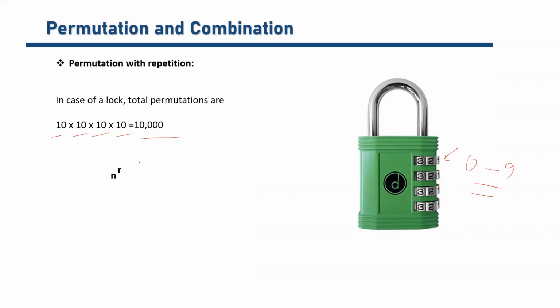So the formula for permutation is going to be n to the power r for this scenario. Okay, I will come to the other formulas as well. So when you have a lock, you want to find out the number of key combinations. You perform this with n to the power r, right? So you have 10, and the number of positions is 4. So you have 10 to the power 4, which is 10,000.